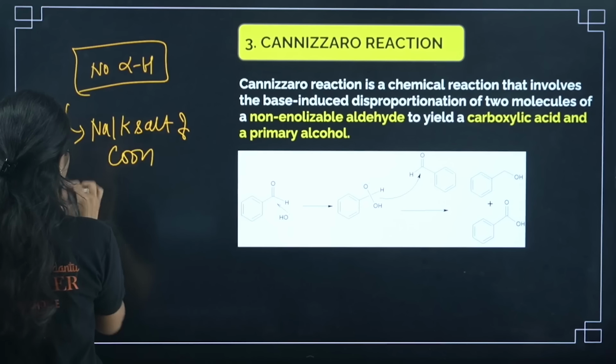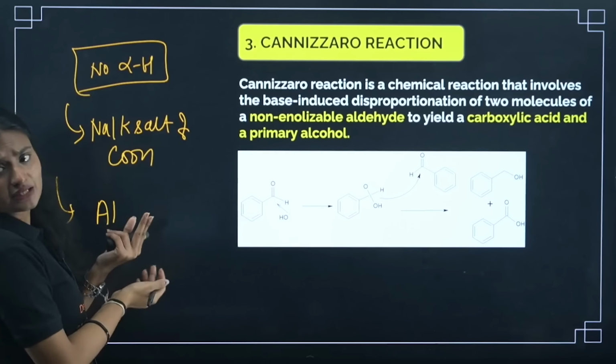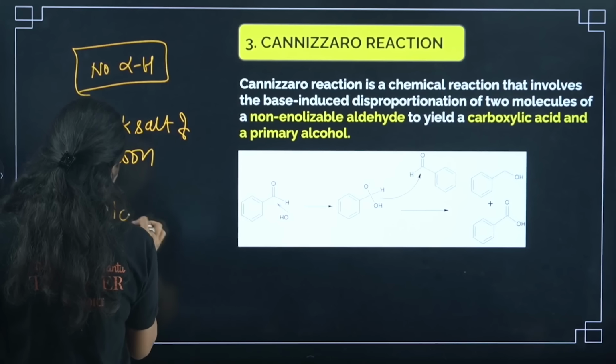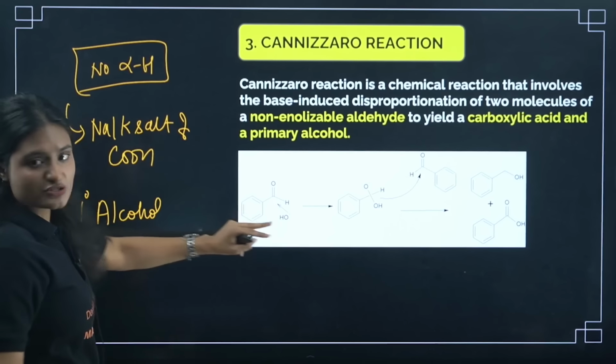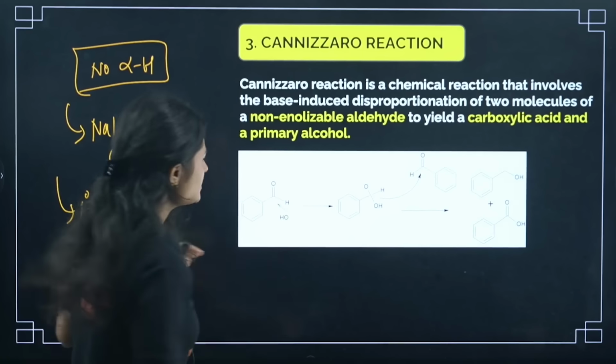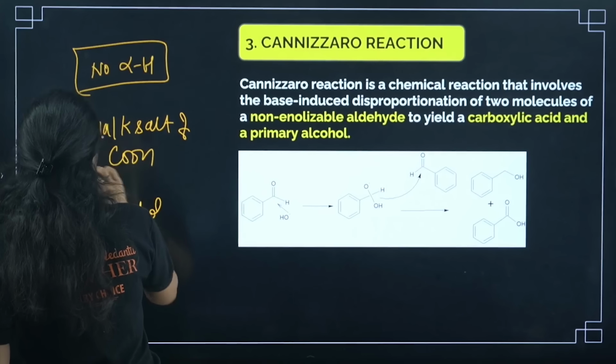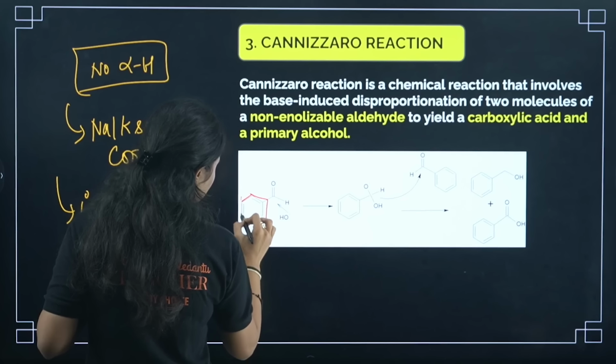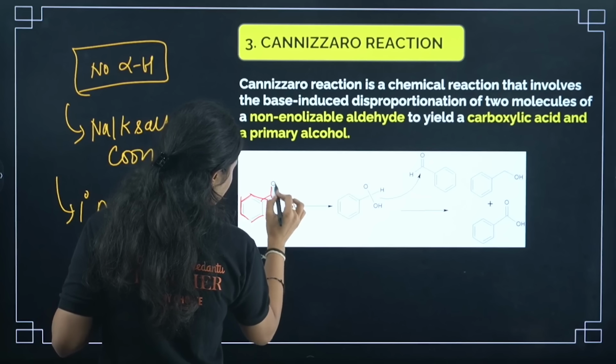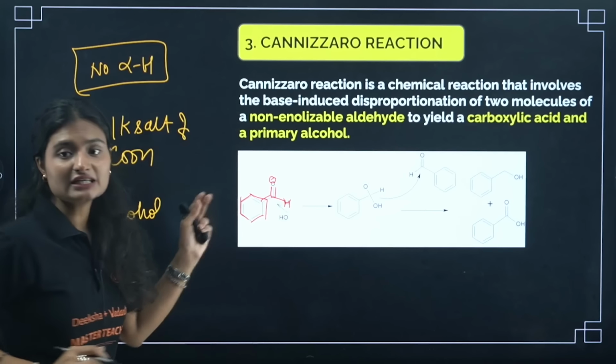And second, you will get an alcohol, a primary alcohol to be precise. Okay, is this visible to you all? If it is not, I think it is. So I'll try to use a different pen here. One second. Okay, so here this is benzaldehyde. It does not have any alpha hydrogens.